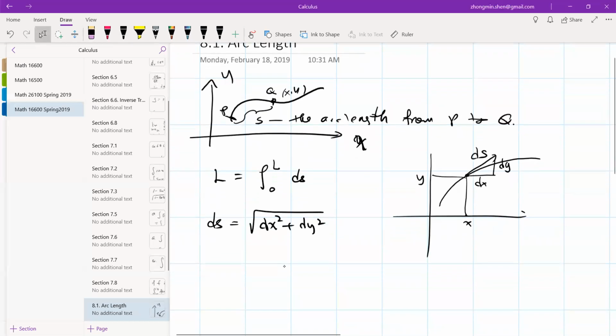the formula. You can use the X variable, you can use the Y variable, but you can also use the arc length. Arc length is also a variable to describe the point. So what is ds here? ds is the length of this tiny triangle's hypotenuse, and dx is the tiny change in X, dy is the tiny change in the Y variable. They're related by this Pythagorean theorem. And adding these tiny bits of arc length together, you get the total length. This is a rough idea.